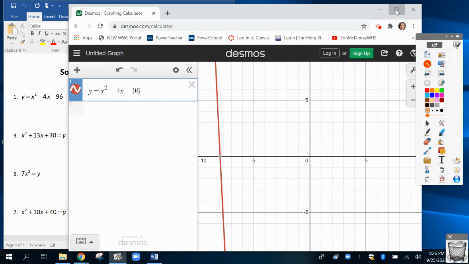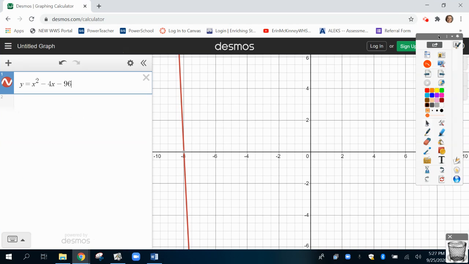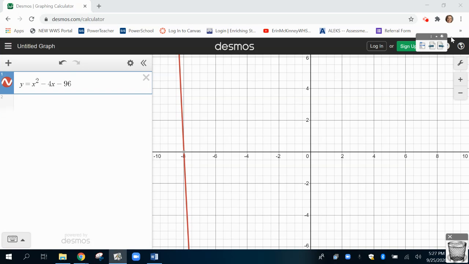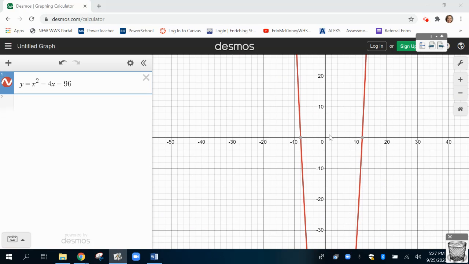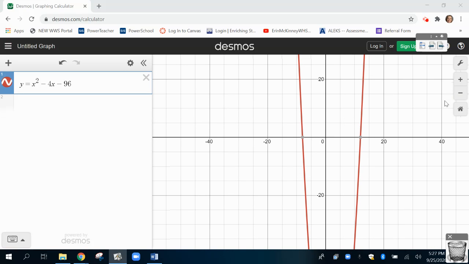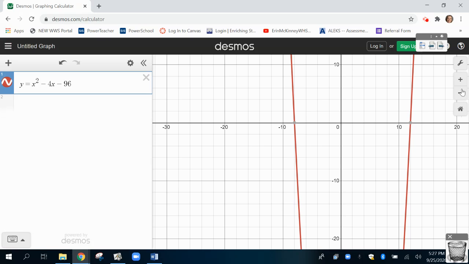Once my equation's in, I'm going to take a look at this graph, and I might have to do a little bit of zooming in or out. You can do it over here, or on a laptop by pinching with your fingers. Then you can look and see where the graph crosses the x-axis. We're literally looking for the point. We see a point right here, and we see a point right here. These points are our solutions. They are roots or zeros.